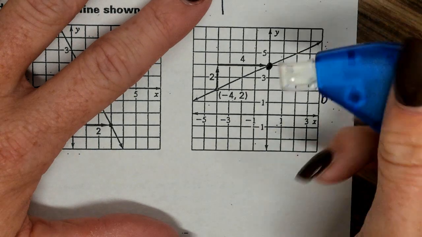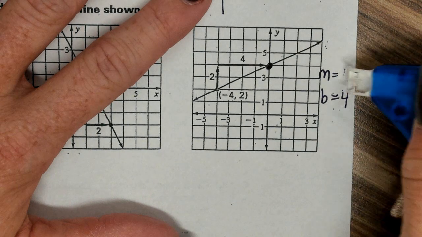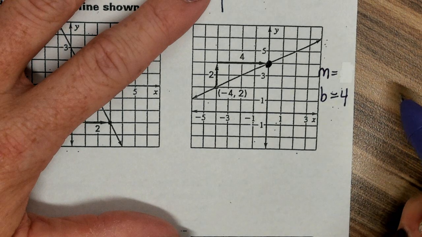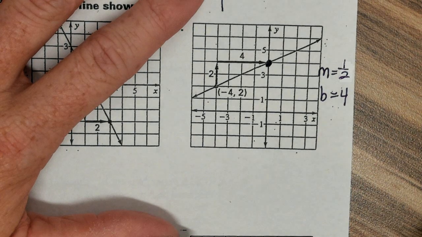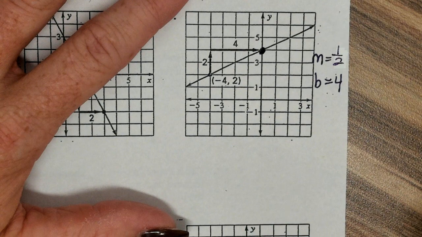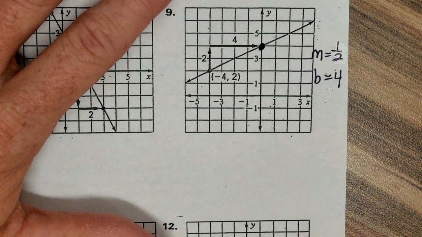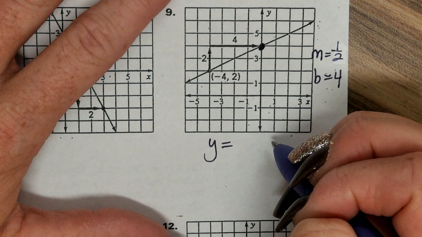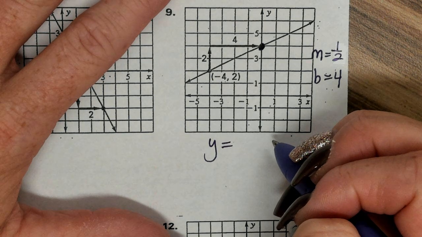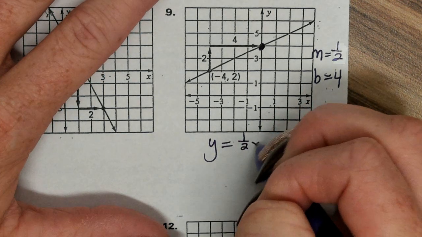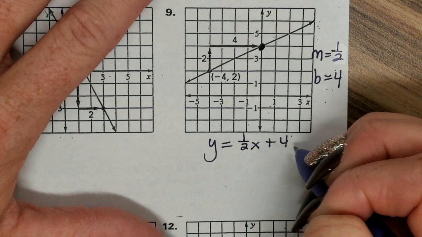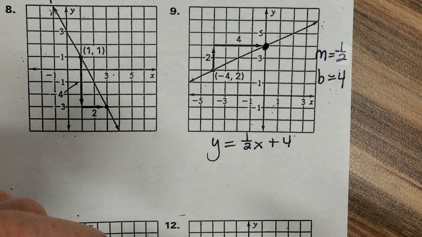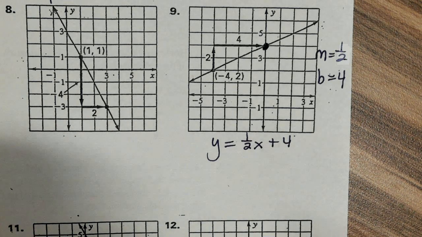The M is rise over run. 2 over 4 simplifies to 1/2. All right, so let's go write our equation in mx plus b form. Y equals, I'm waiting on y'all, 1/2 x plus 4. Okay, but that is slope-intercept form, so now we're going to rearrange it to standard.